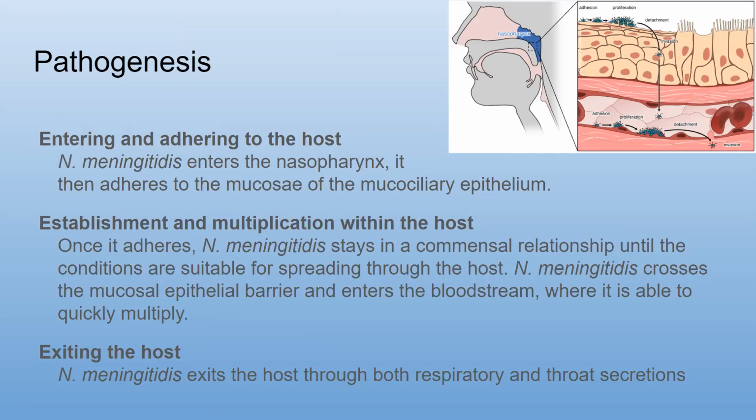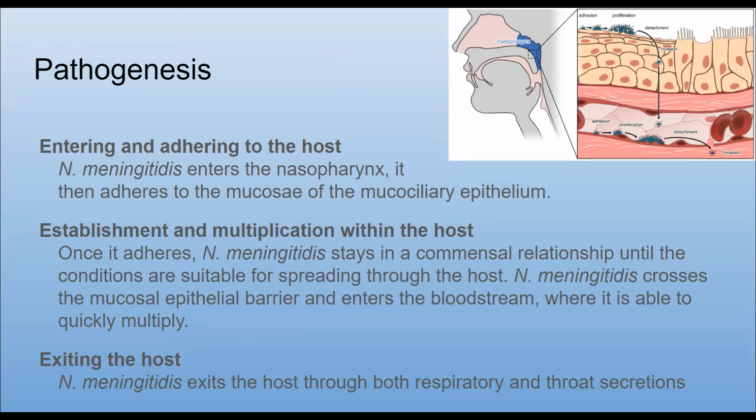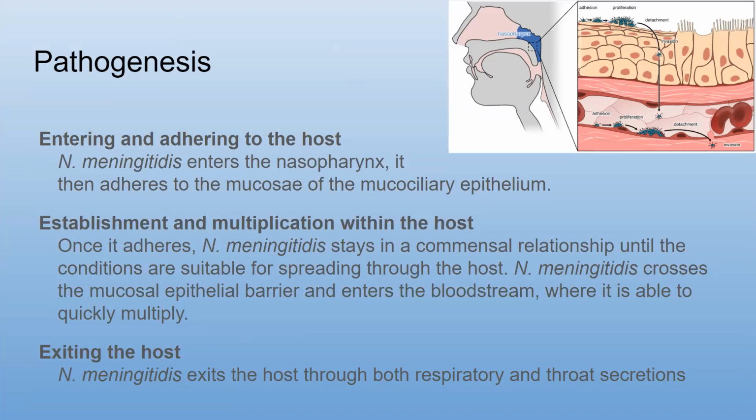Once the conditions are ideal, Neisseria meningitidis crosses the mucosal epithelial barrier and enters the bloodstream, where it's able to quickly multiply. Once it's ready to leave the host, Neisseria meningitidis exits the host's body through both respiratory and throat secretions.